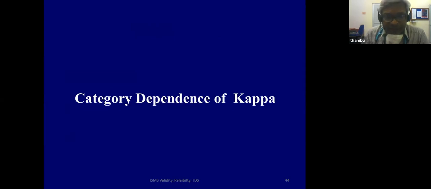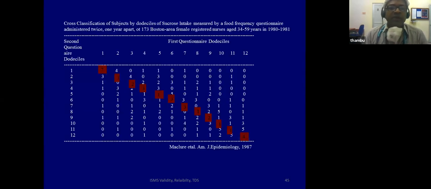So there is something called category dependence of kappa. Here you have a cross classification of subjects based on deciles of sucrose intake measured by a food frequency questionnaire administered twice, one year apart, in a particular group of nurses in 1981. This is the first questionnaire of deciles, and this is the second questionnaire. The numbers marked in red are where they agreed. So you give the highest weights where they agreed, and as they go away from agreement, you must start giving some weightage for that.